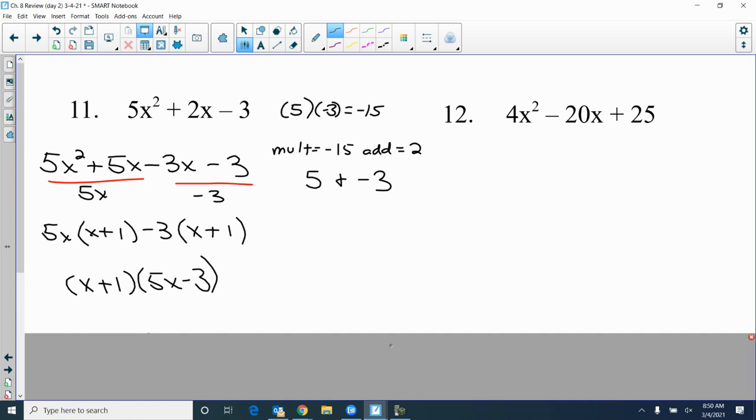All right, same thing for 12, it's the same type of problem, but here's what I want you to do, take a quick look at it. I gave you a clue when we were doing one of the sections: look at the first term and look at the last term.